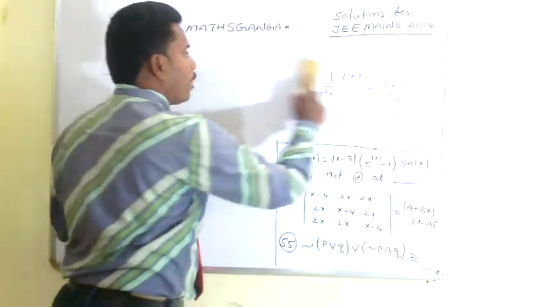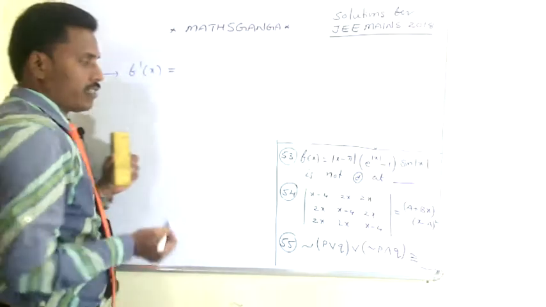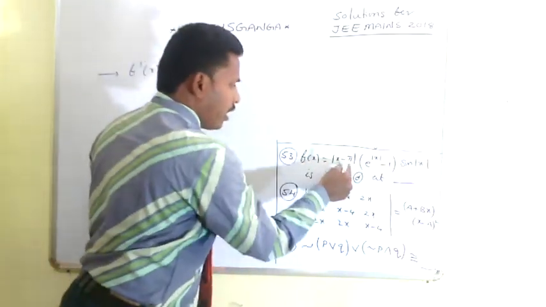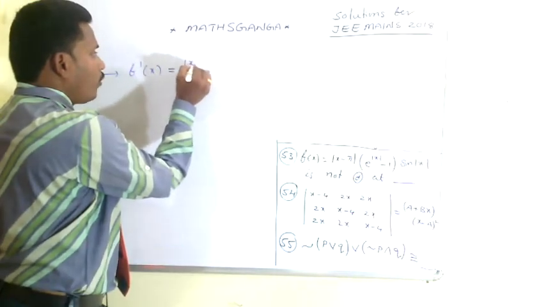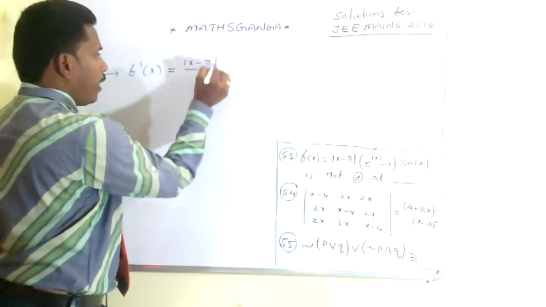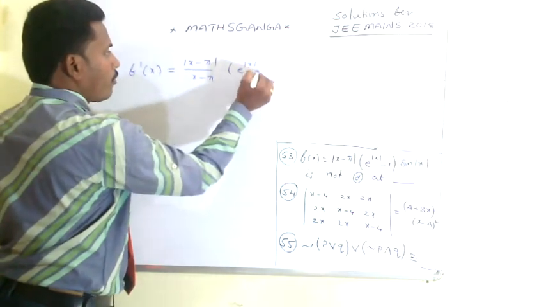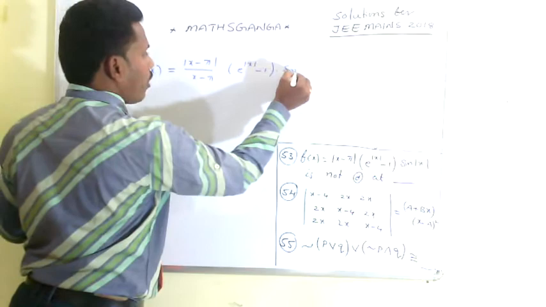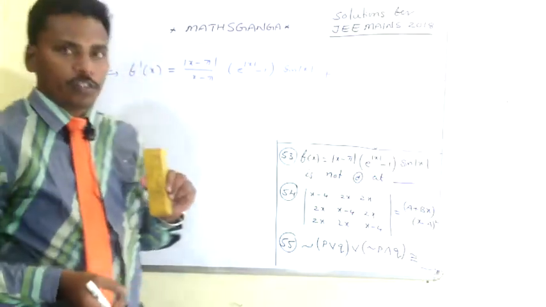Now coming to the derivative of the given function f of x, I am writing f dash x. There are three different functions. The derivative of the first function, mod x minus pi, is mod x minus pi by x minus pi, into the two other functions, e power mod x minus 1 into sine mod x. There is no change in the other functions. I just calculated the derivative of the first function.